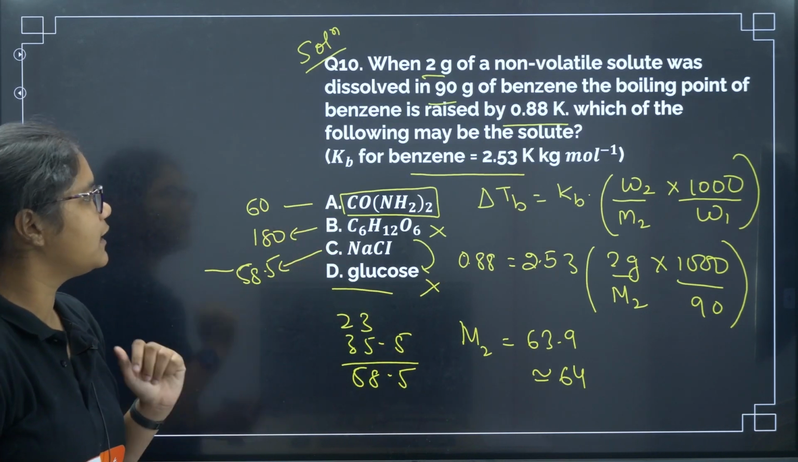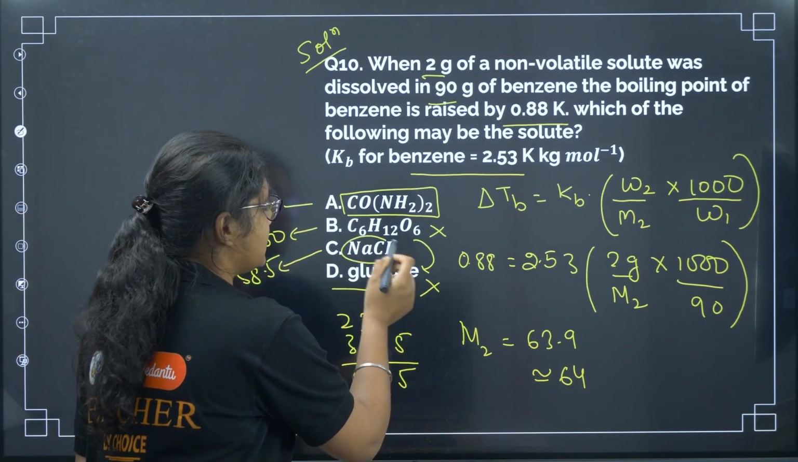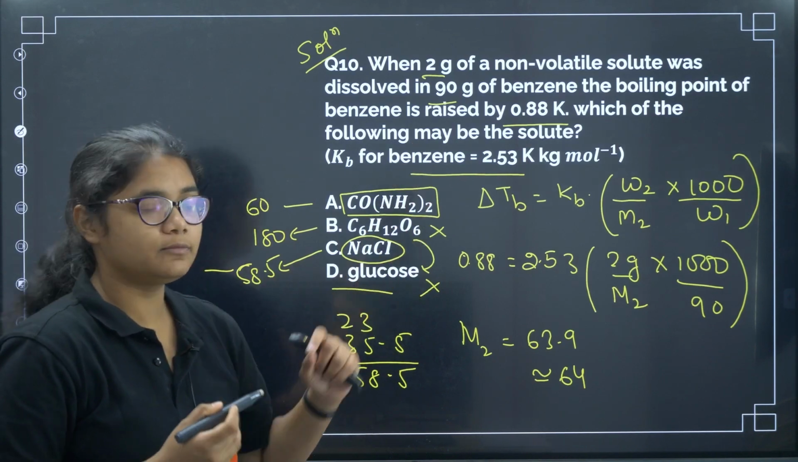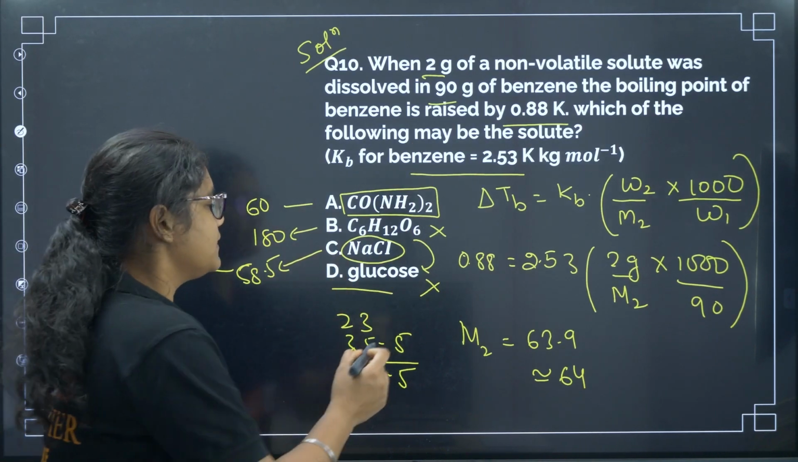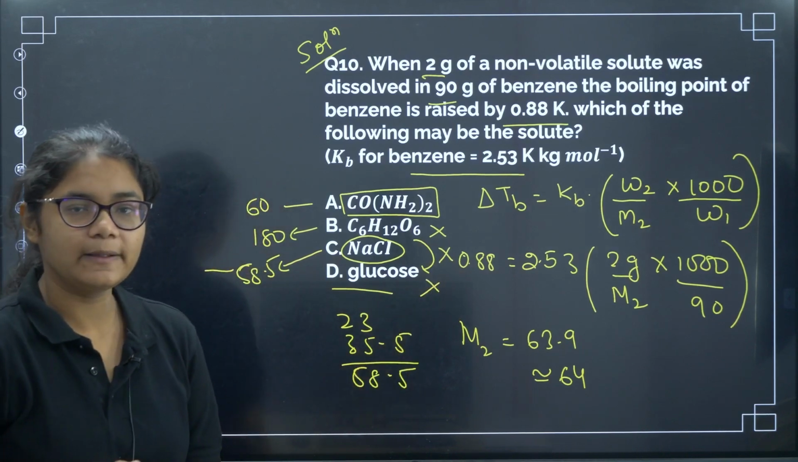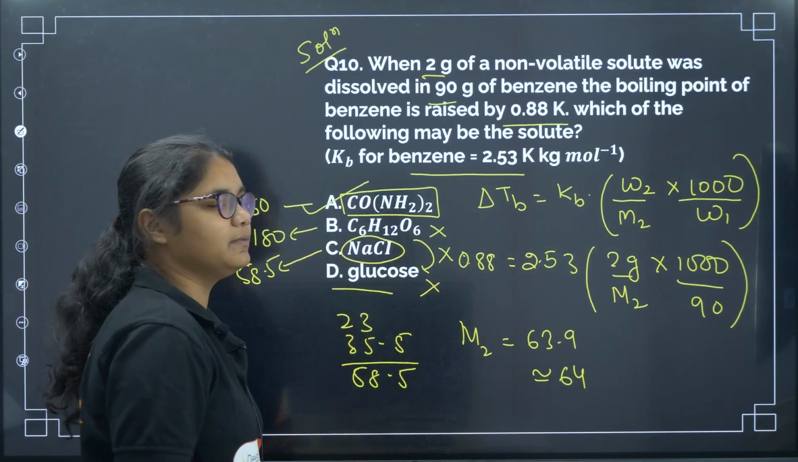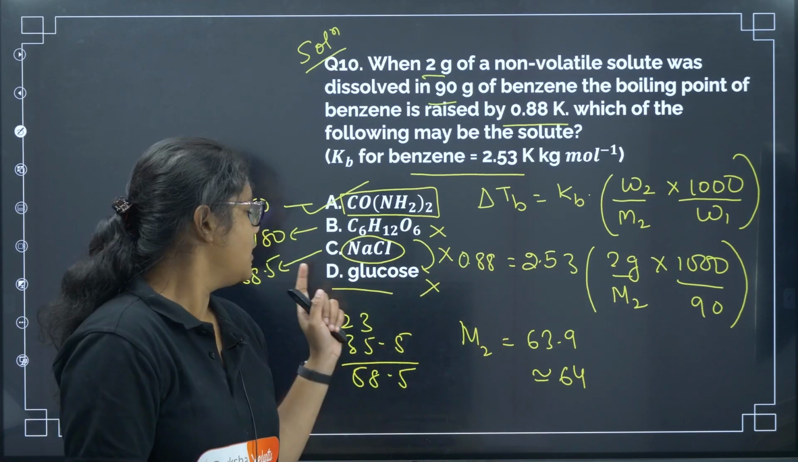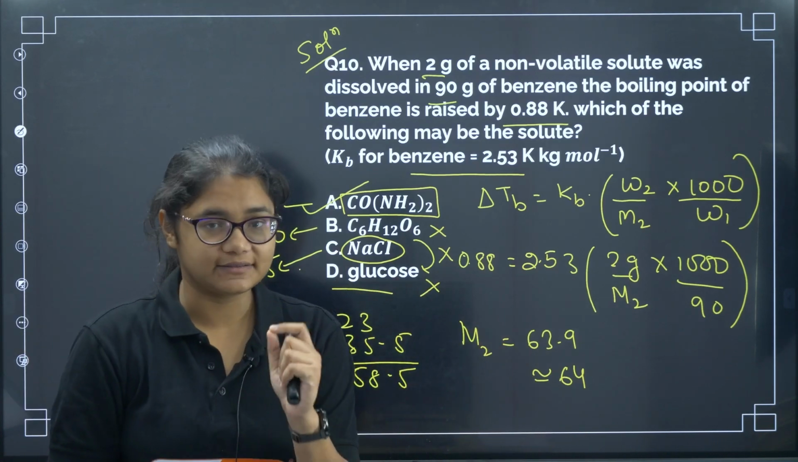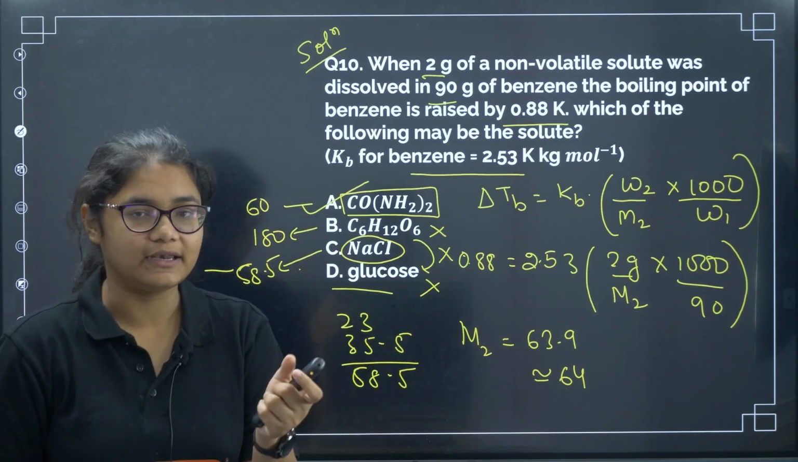Now there is one more thing that you can remember: NaCl is an ionic compound, right? It will not be soluble in benzene, right? So even if its mass is matching, this cannot be the answer at any cost, okay? So the correct answer for this question will be option number A. Although our mass is also near to this one, one more factor which tells that NaCl cannot be the answer is because it is an ionic compound.